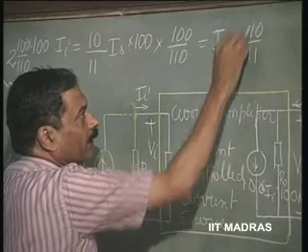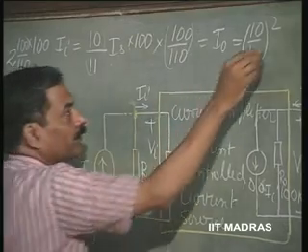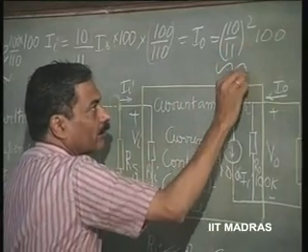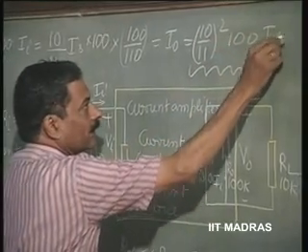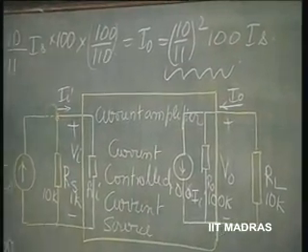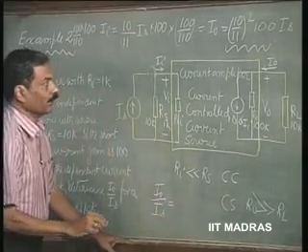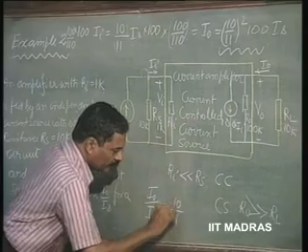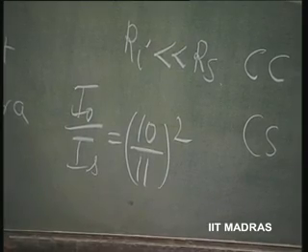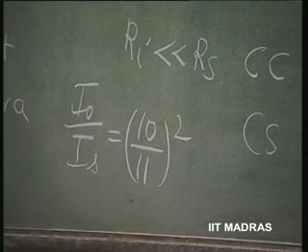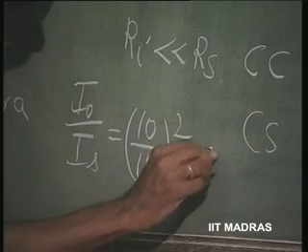10 by 11 square, this is one 10 by 11, this is another 10 by 11 into 100 times I S. So, we get the value of I naught over I S for this problem as about 100 reduced by factor 10 over 11, okay, because of the input problem, 10 over 11 because of the output problem. So, 10 over 11 squared into 100.